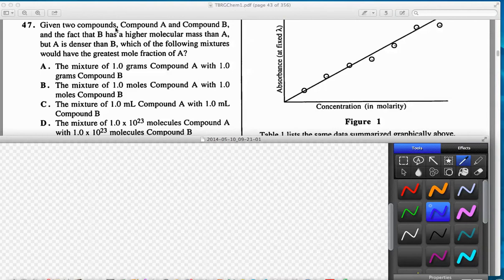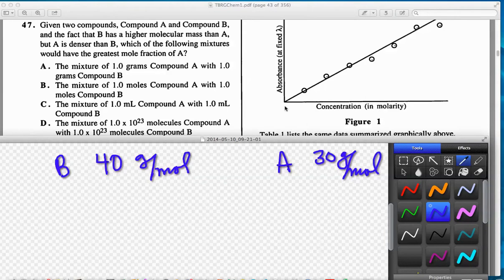All right, so B has the higher molar mass. Okay, so let's say B is 40 grams per mole and A is 30 grams per mole. But A is denser than B. So let's say this is 30 grams in 100 mils of solution. And let's say this is 40 in 200 mils of solution. Which of the following will have the greatest mole fraction of A?